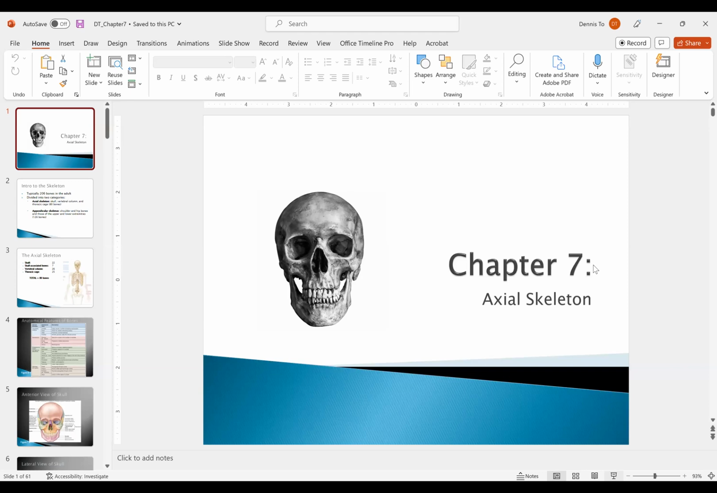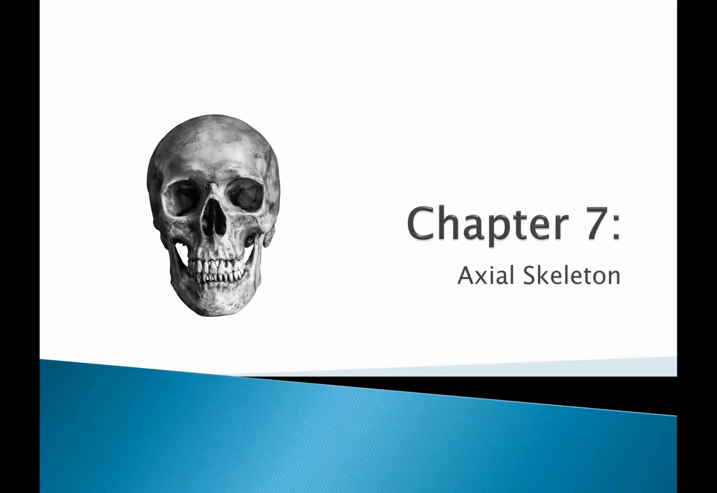Okay, so today's lecture is on chapter 7. This is on the axial skeleton. Last week we covered the histology of bone and cartilage, right? Starting with this chapter, and then in the next couple chapters, we're going to actually be talking about the different bones. We're going to start with the axial skeleton, which is the head, neck, and trunk. And then chapter 8 will be the appendicular skeleton, the appendages, the upper limbs and the lower limbs.